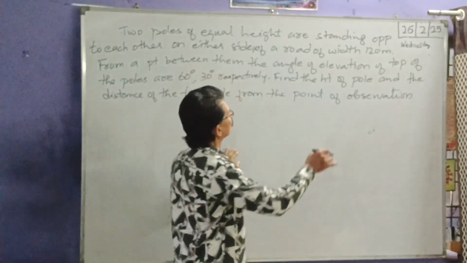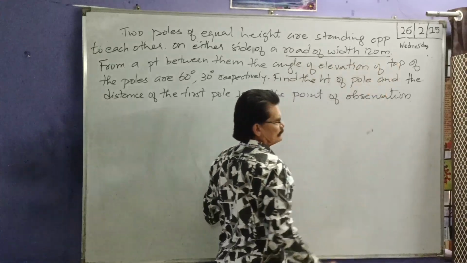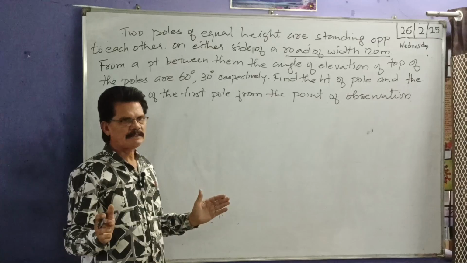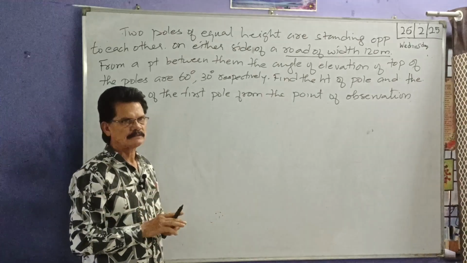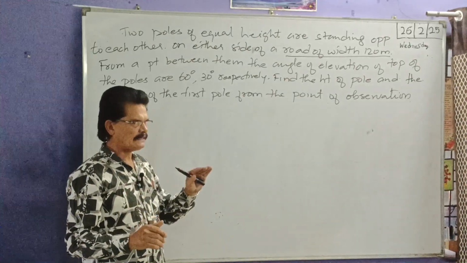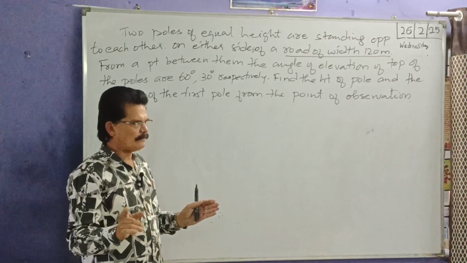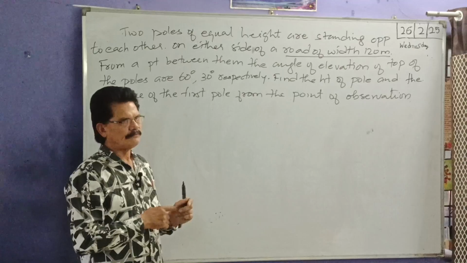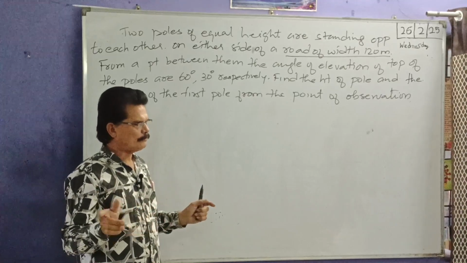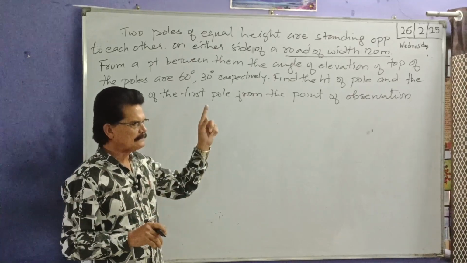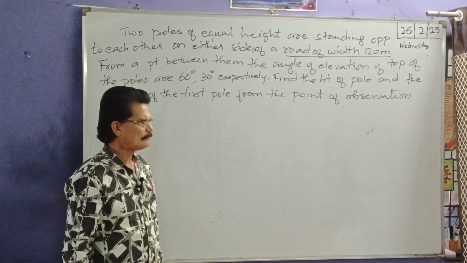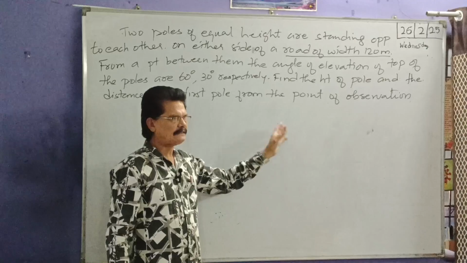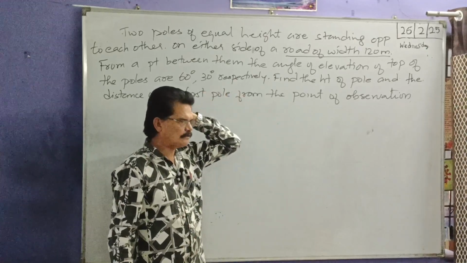The road width is how much? What is the distance between the poles? The width of the road. The width of the road is the distance between the poles. Exactly, on this side of the road and on that side of the road there is a pole. So what is the distance between the poles? The width of the road, right? 120 meters. And from some point, the observer is watching the top of both the poles.